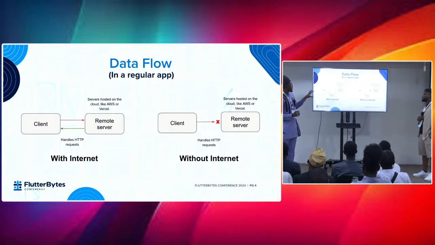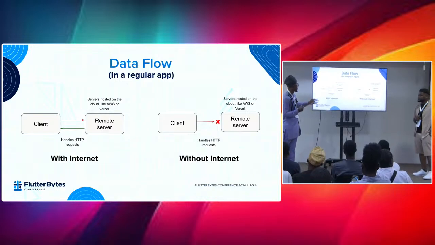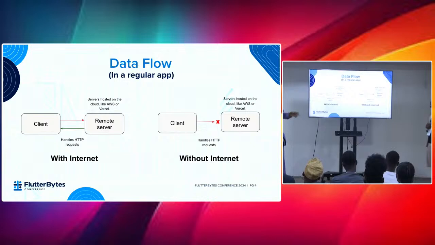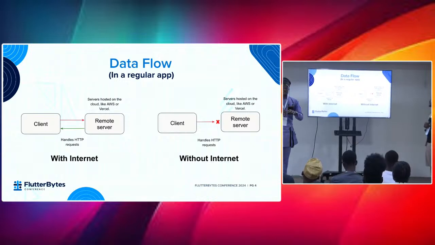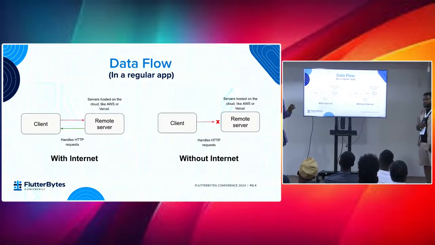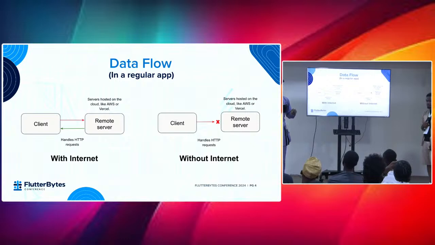Now we have a miniature flow chart here, showing how data flow works in a regular application. When you have internet connection, from your mobile app, you can trigger something. You can decide to make an action or fetch data. It interacts with the remote server. Remote servers are things like AWS, Vercel, your cloud, your backend, etc. And it responds to the client, bringing the data back. Now, without internet on a regular app, it can't make that interaction. It tries to reach the remote server, but fails. So that's the issue we're trying to address.